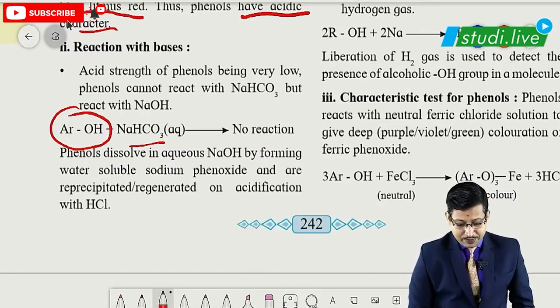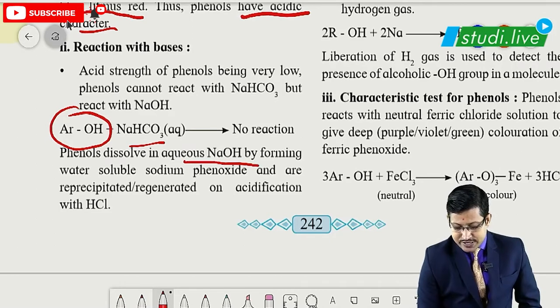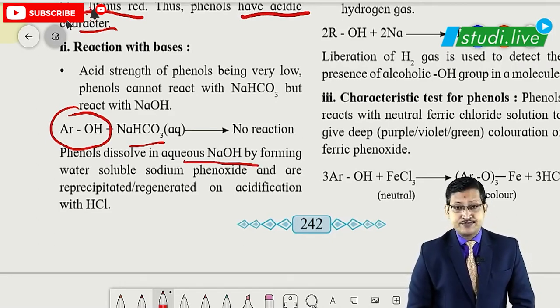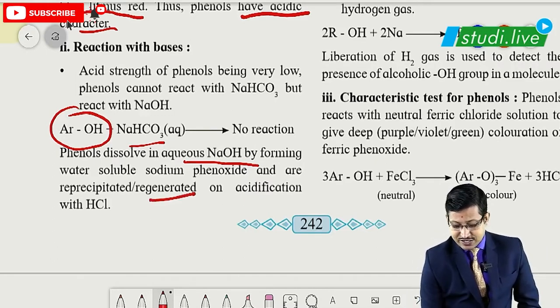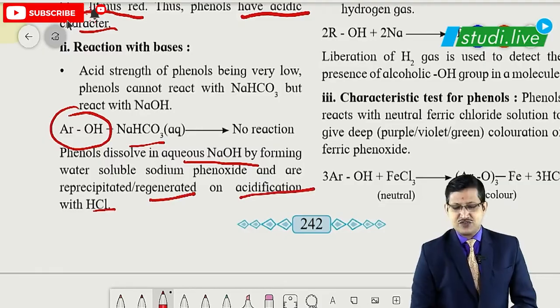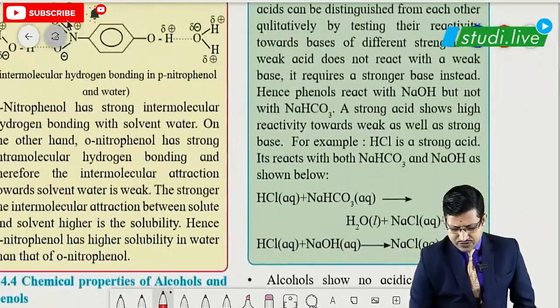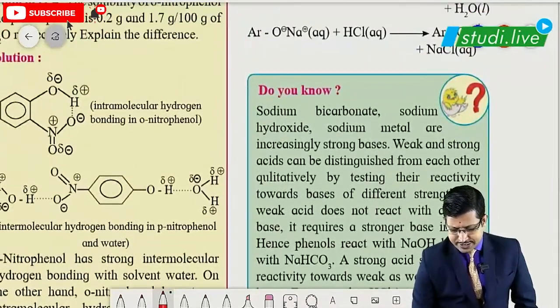Alright, the next one coming up. Phenol dissolves in aqueous NaOH by forming water soluble sodium phenoxide, and how will it regenerate? It is regenerated on acidification with HCl, a very general property. Now let's talk about some of the important chemical properties here.